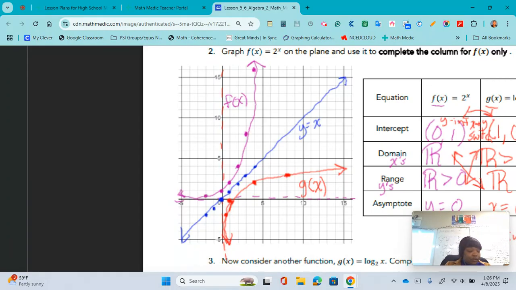F of x and g of x are reflections over the y equals x line. That's why they are inverses of each other. They are opposite. The only thing different is whatever was my x for one is now my y. Whatever was my y for the other is now my x.